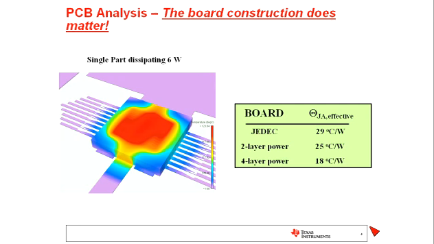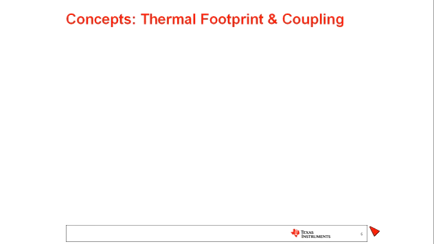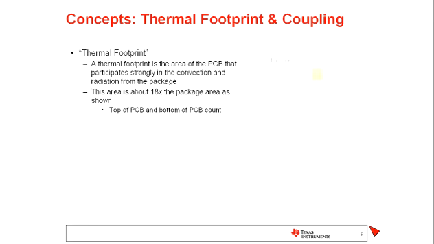The point of this slide is not to give specific numbers comparing JEDEC boards versus EVMs, or rules of thumb comparing 2-layer versus 4-layer, because those can be very board specific or device specific, but really just to illustrate the point that the thermal performance of a particular component can be significantly affected by the PCB construction itself.